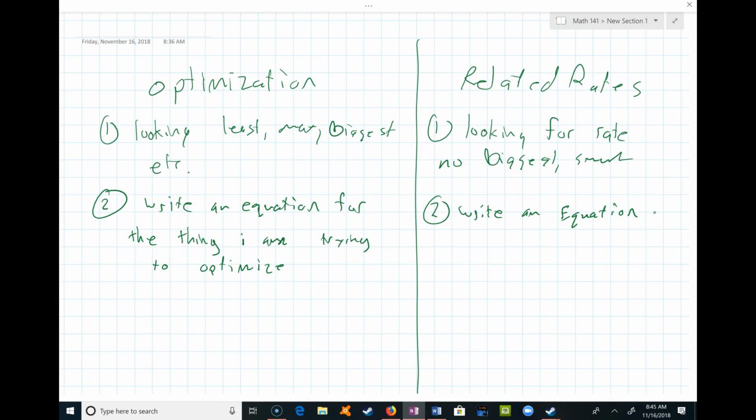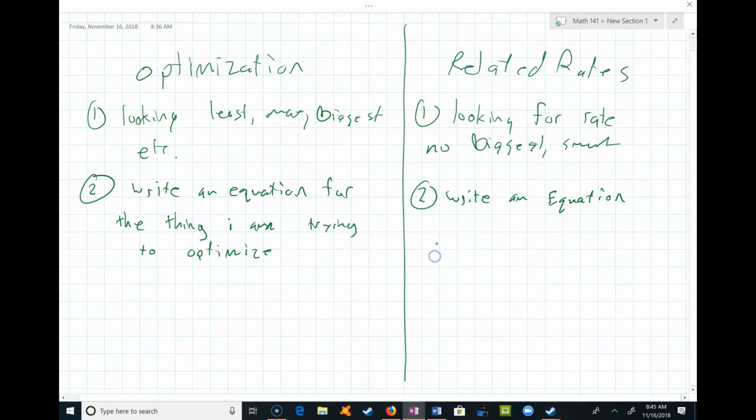So write an equation, and I'll just put it simply here, that relates the rates. You all know what I mean by that, right? So in optimization problems, we write an equation for the thing I'm trying to optimize, and for a related rates problem, I write an equation that relates the rates that I know with the rate that I don't know. Okay?